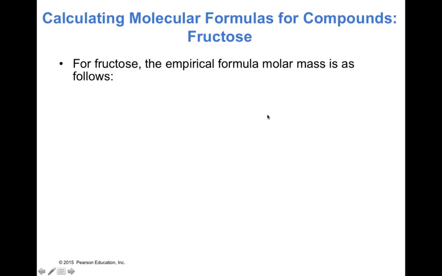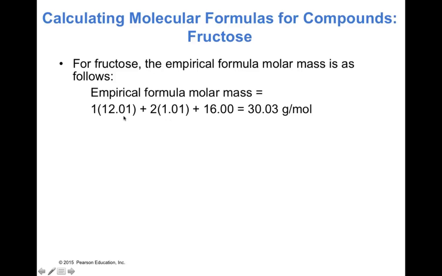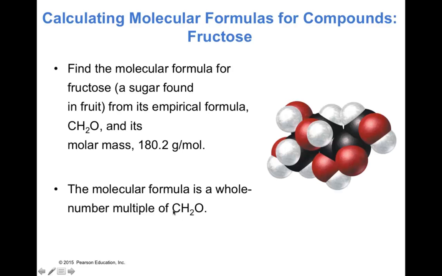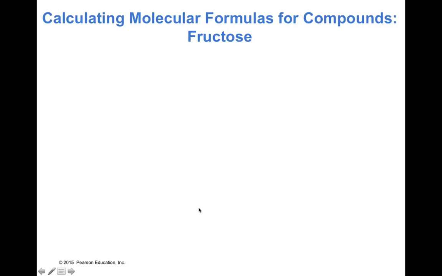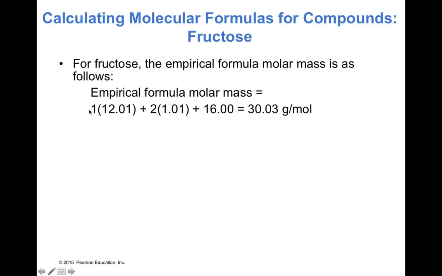For fructose, the empirical formula mass will be 1 times 12.01 plus 2 times 1.01 plus 16, because we have 1 carbon, 2 hydrogen, and 1 oxygen, as we can see here. So we multiply 1 by the molar mass of carbon, 2 by the molar mass of hydrogen, and 1 by the molar mass of oxygen. This will be equal to 30.03. This is the molar mass for the empirical formula.